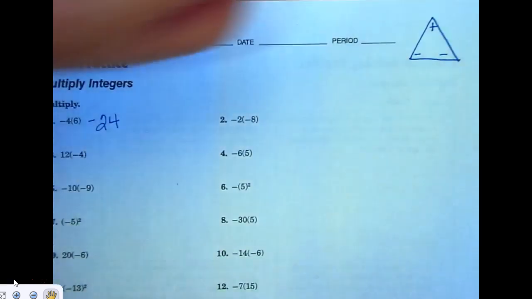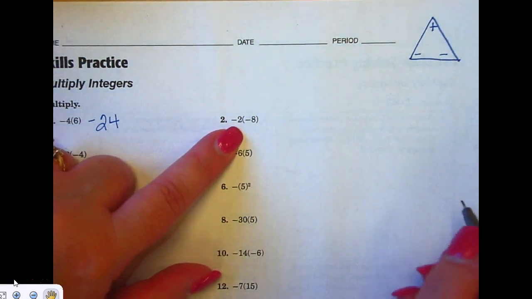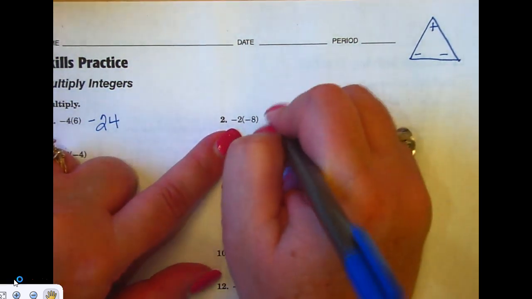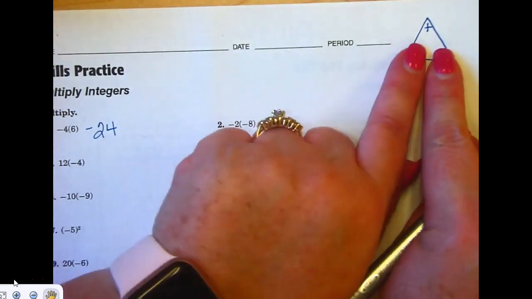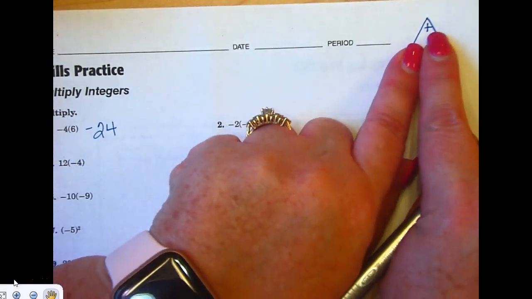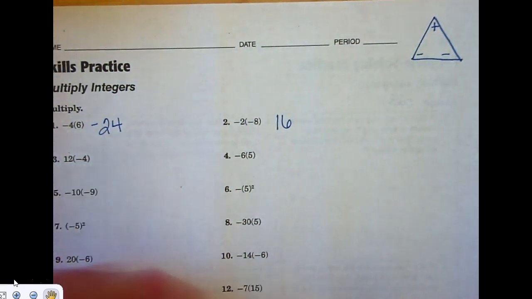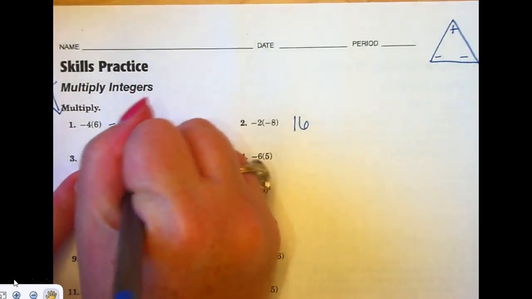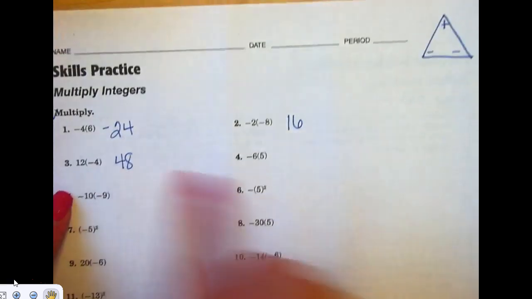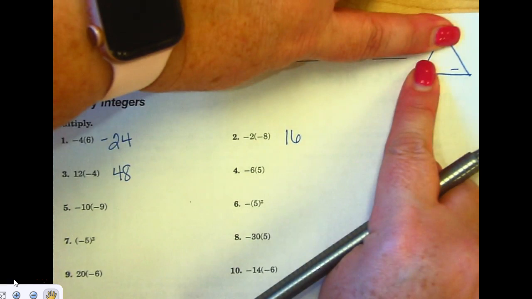All right. So then let's look at this one. What's 2 times 8? 16. And what's a negative times a negative? We'll cover up. A negative times a negative leaves you with a positive. So it's a positive 16. 12 times 4 is 48. They're different, so it's a negative, or you could say a positive times a negative is a negative.